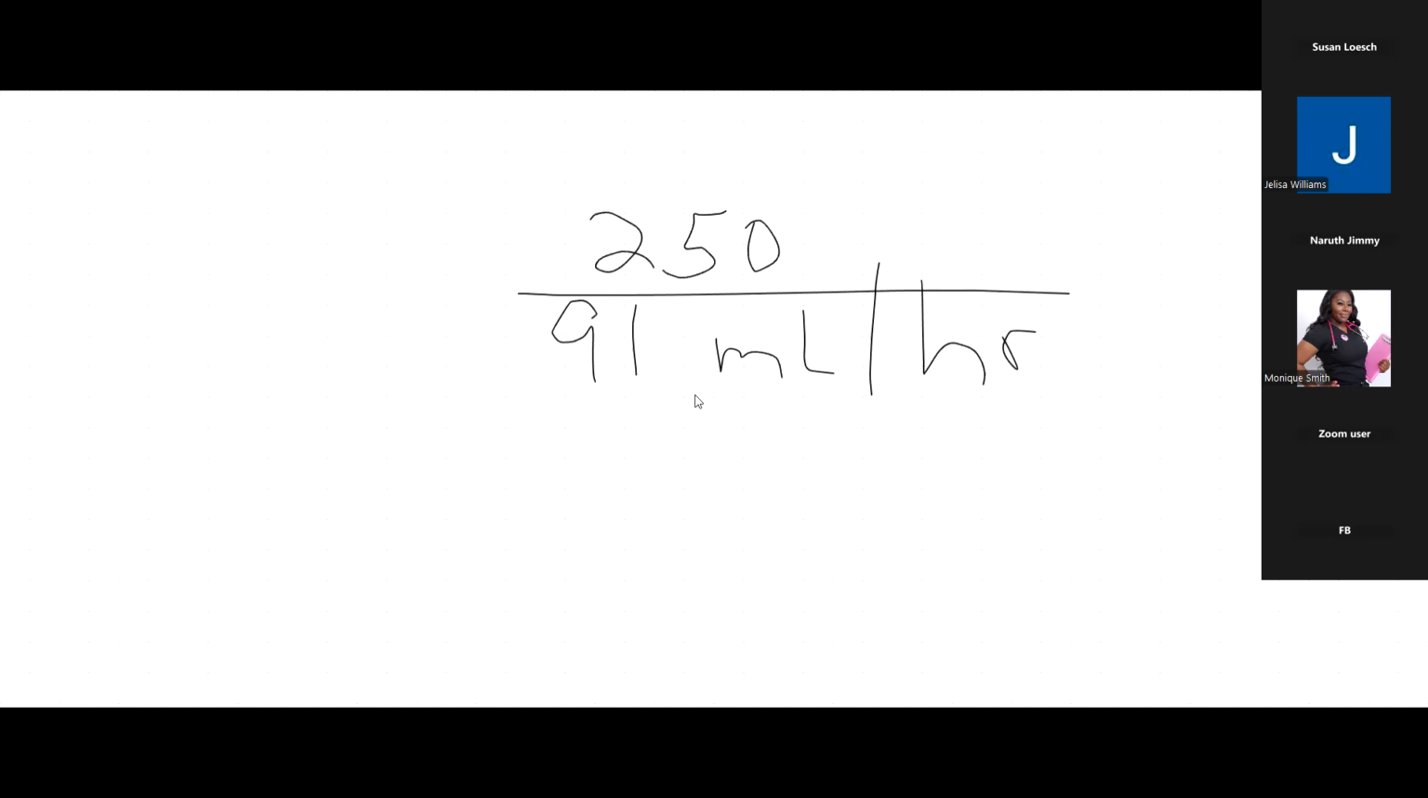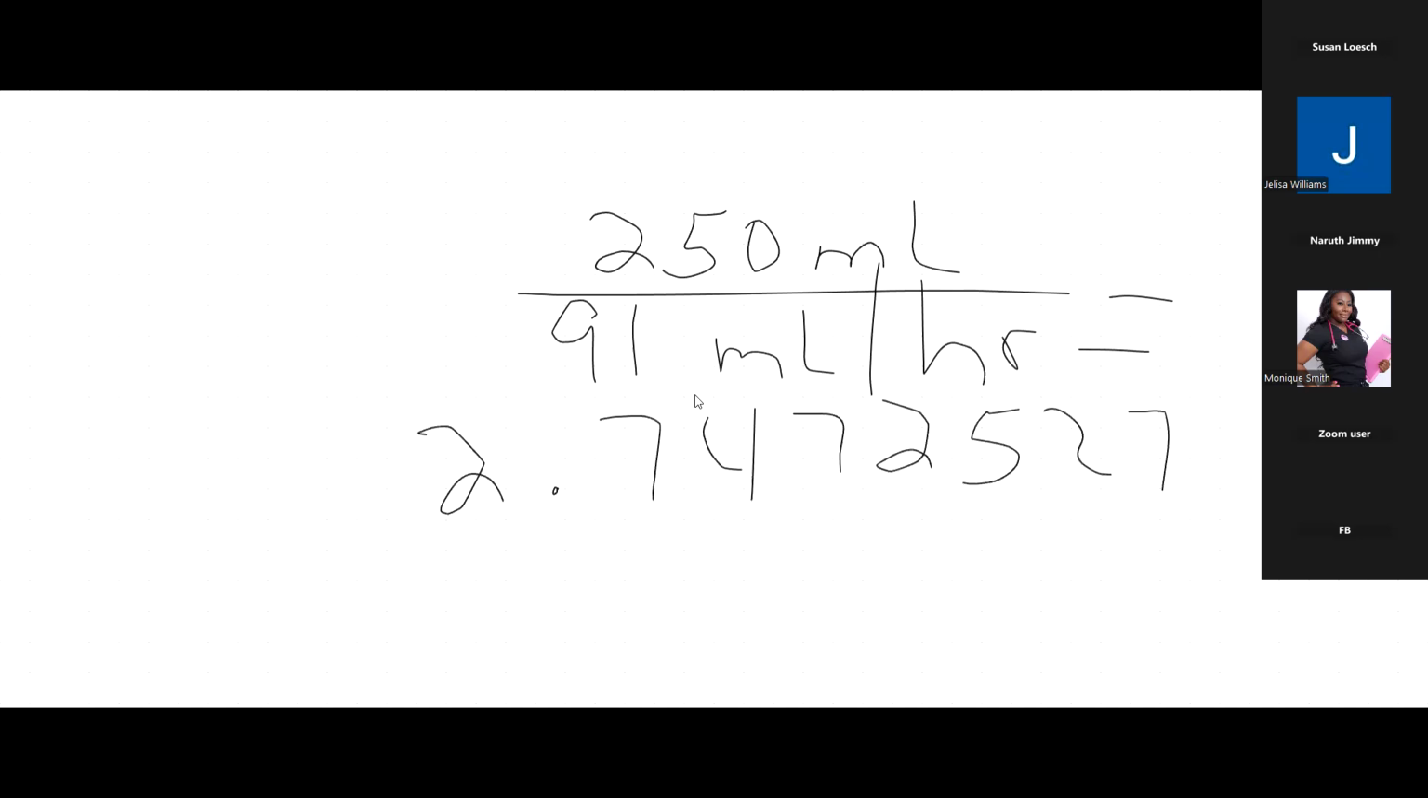Okay, so we figured out that the pump was running at 91 mLs per hour. We had a total volume of 250. So we needed to take the 250 and divide that by the 91. All right, and that should have given you 2.7472527473. Okay, that was the answer you got there.